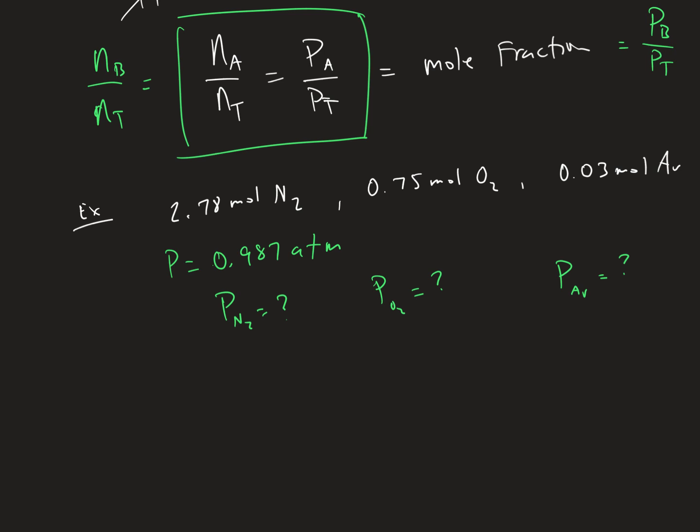So P total is the 0.987. That's right. Good. That's the pressure of this room. Yep. What is the T, the PT? Yep. The total pressure. We good? So we want to find all of these. Let's just do one at a time. We're going to use this formula right here.